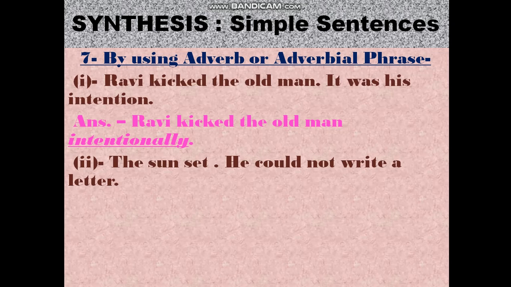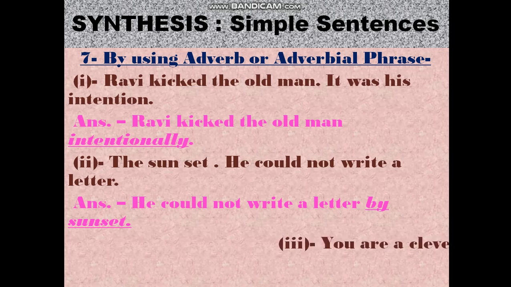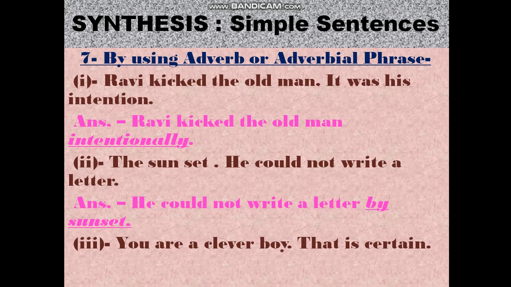The sun set. He could not write a letter. So we can say he could not write a letter by sunset. By sunset is our adverbial phrase. A phrase means more than one word as a group giving a definite meaning. He could not write a letter by sunset.